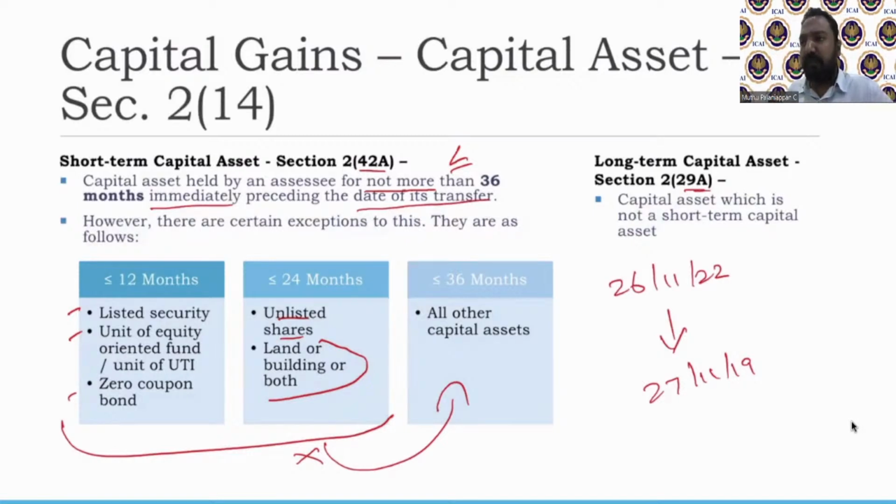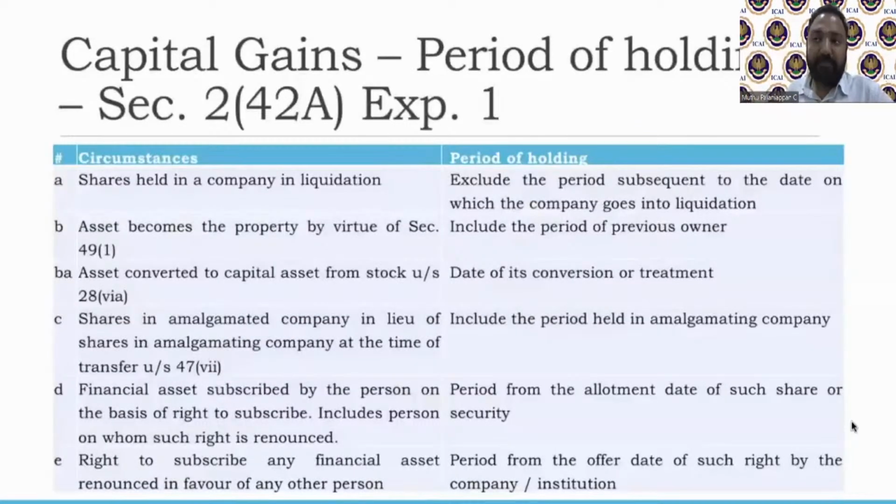Now, while calculating this period, there are some exceptions. So there are some exceptions to this calculation of period. What are those exceptions? When you say exceptions, there is some different methodology to calculate days for certain type of transactions. The first is, if the shares, be it listed or unlisted, are held in a company in liquidation. What is liquidation? Liquidate, which means you dissolve. Okay, you are in the process of dissolving the company.